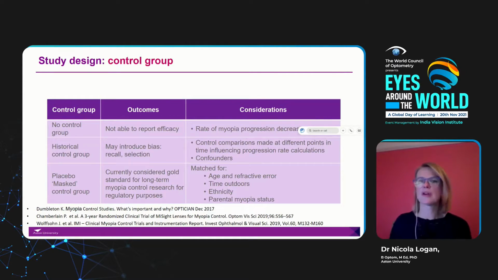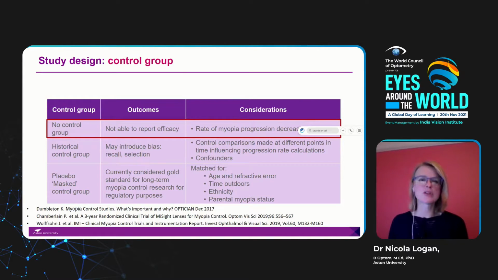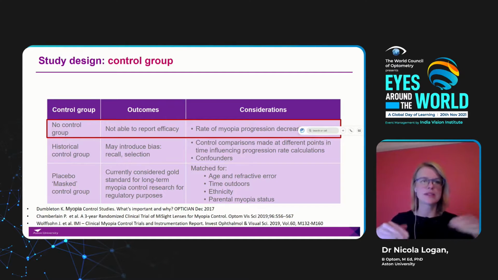In terms of a control group, it's really important, if you're looking at studies that you're reading about, to see if a control group has been used or not. If there's no control group used within a study, then we're not able to report the efficacy of that intervention, for example, because we've got nothing to compare it against. The importance of that control group that runs alongside our intervention or treatment group is that we can see what differences are happening in those two groups concurrently.